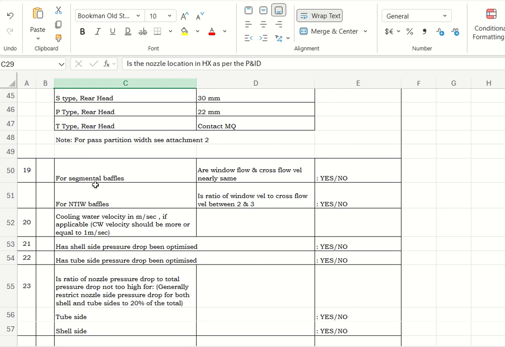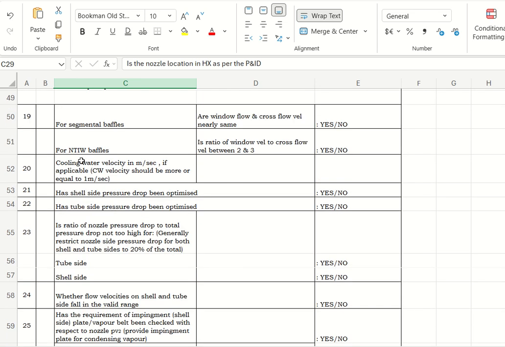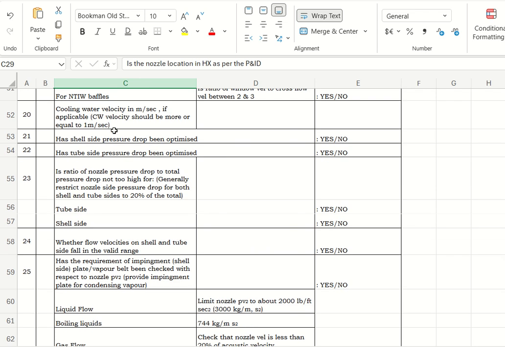Then for segmental baffles, are window flow and cross flow velocity near the same? Yes or no, you have to check this. For anti-vibration baffles, is the ratio of velocity to cross flow velocity between 2 and 3? Cooling water velocity in meters per second: if applicable, cooling water velocity should be more than or equal to 1 meter per second.